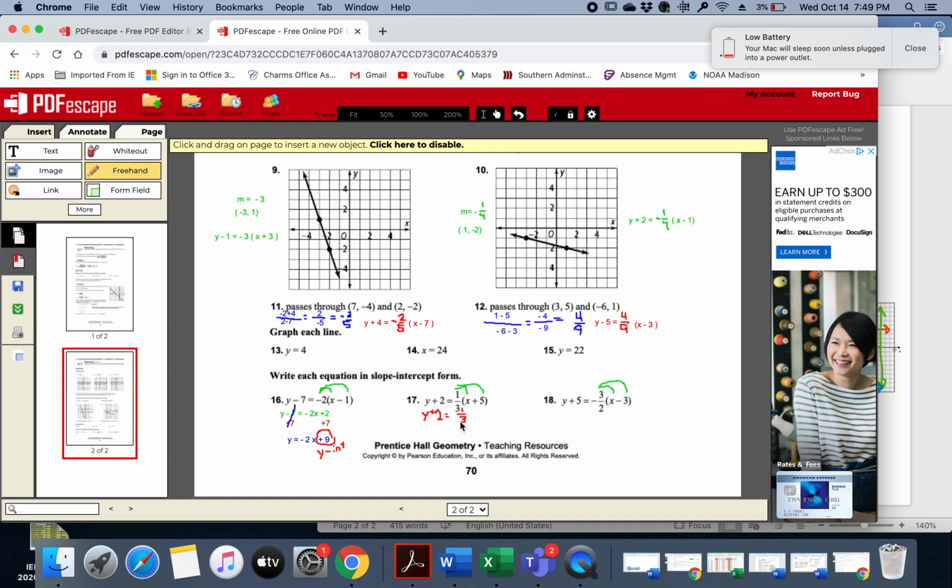1/3 x. Please do not feel like you have to change fractions to decimals. Don't be afraid of fractions. They're real life. If you ever cook, you're going to need the fractions. 1/3 times 5 is 5/3. So plus 5/3 over here.